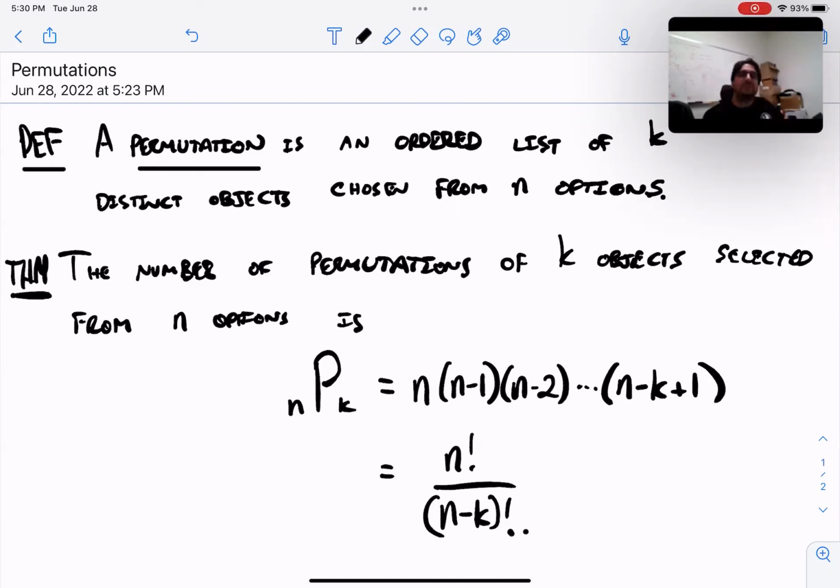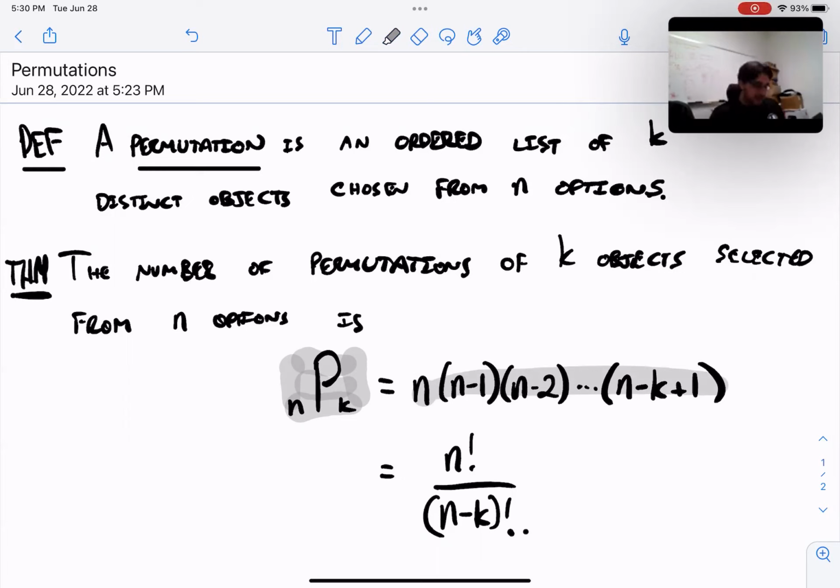If you want to say how many ways can I pick k objects with order, right? They're permutations from n options. Well, there's a special notation for that, which is this symbol here, this nPk. If you see that written, that means permutations of k objects selected from n options. And I have a formula for it. You multiply together n times n minus 1 times n minus 2.